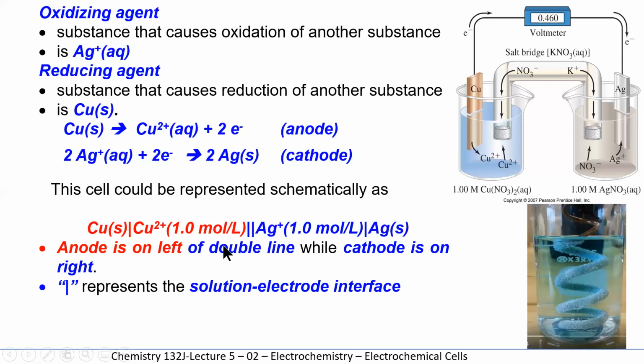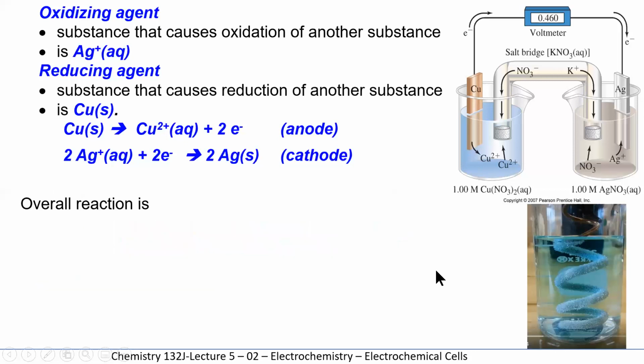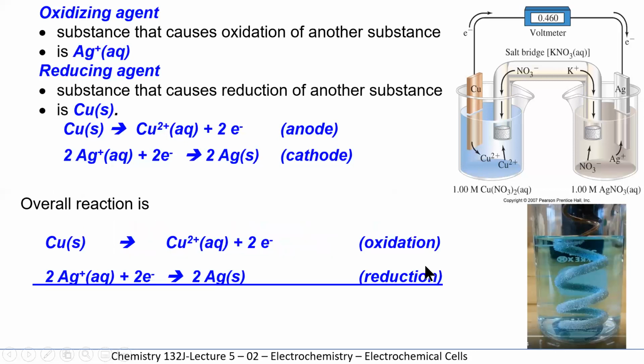And there's an interface, again, between the copper and the copper ions, similarly between the silver ions and the silver, and the double line is the salt bridge. So when we add those 2 together, we get the overall reaction. Copper is oxidized, silver ions are being reduced.